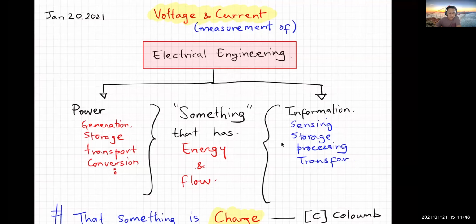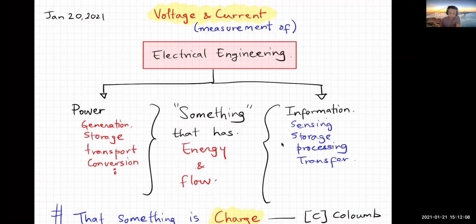Okay, so since this is the first lab, we're going to get introduced to the two most fundamental physical quantities in electrical engineering, namely voltages and currents. And we're going to learn how to set up the circuit to measure voltages and currents in a circuit.